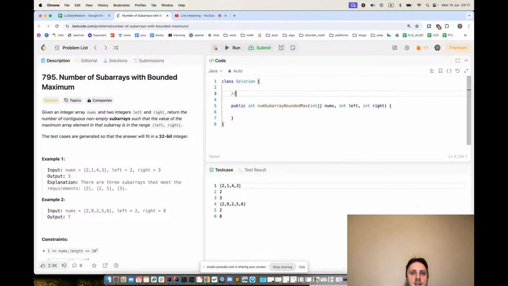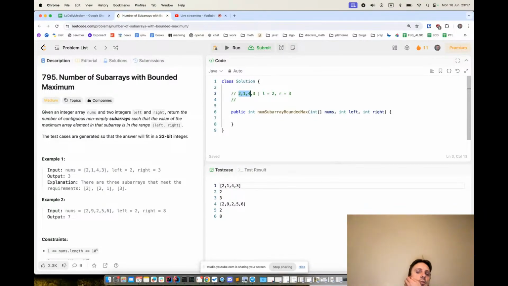So let's take a look and try to understand this question. We have an array, for example, 2, 1, 4, and 3, and we have left equal to 2 and right equal to 3. We can check how many subarrays we have. We have subarray 2, just 2, then 2 and 1. We cannot have 2, 1, and 4 because 4 is greater than 3.